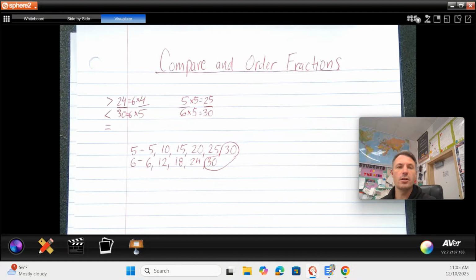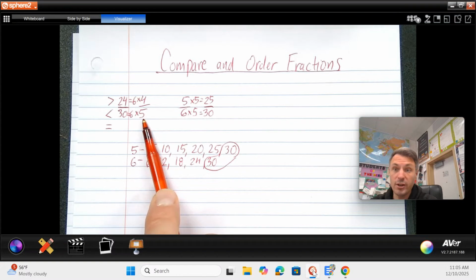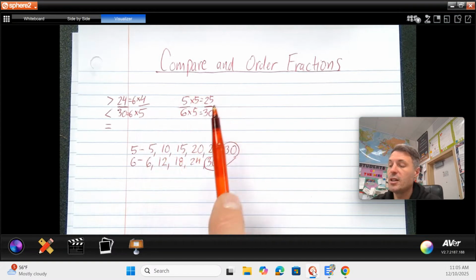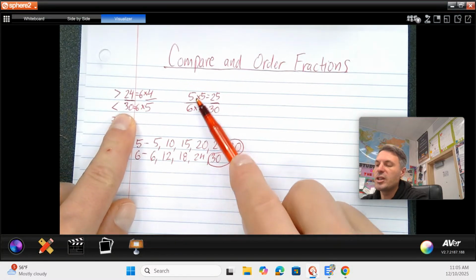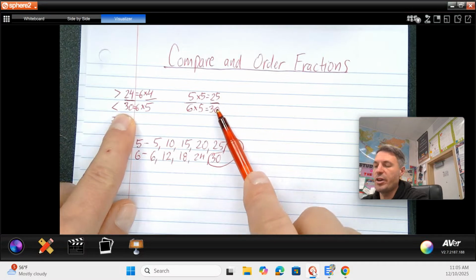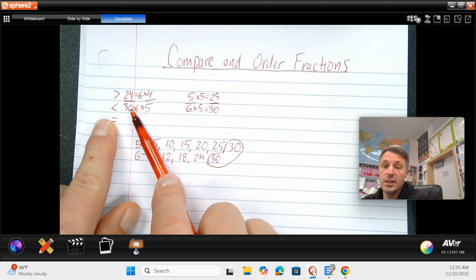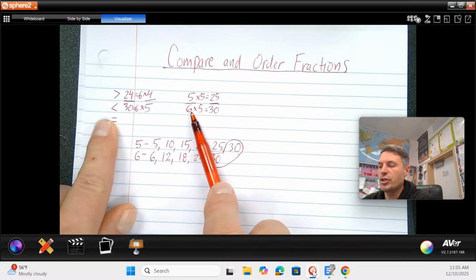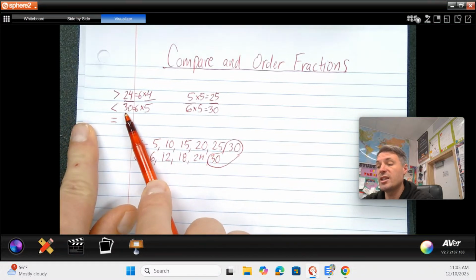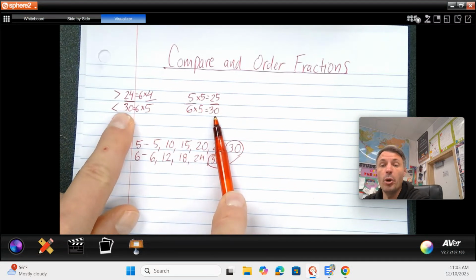So which fraction's bigger? 5/6 is slightly bigger than 4/5, barely, because if both pizzas were cut in 30 slices, this person ate the equivalent of 25 out of 30 slices, but this person ate the equivalent of 24 out of 30 slices. So in other words, 25/30ths is an equivalent fraction to 5/6, and 24/30ths is an equivalent fraction to 4/5. But now we can compare them because they're both out of 30ths. They both have the same denominator.